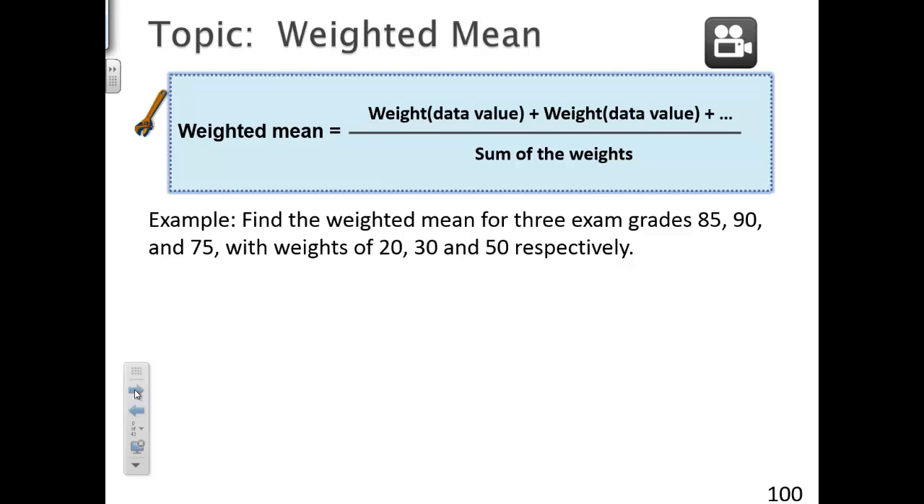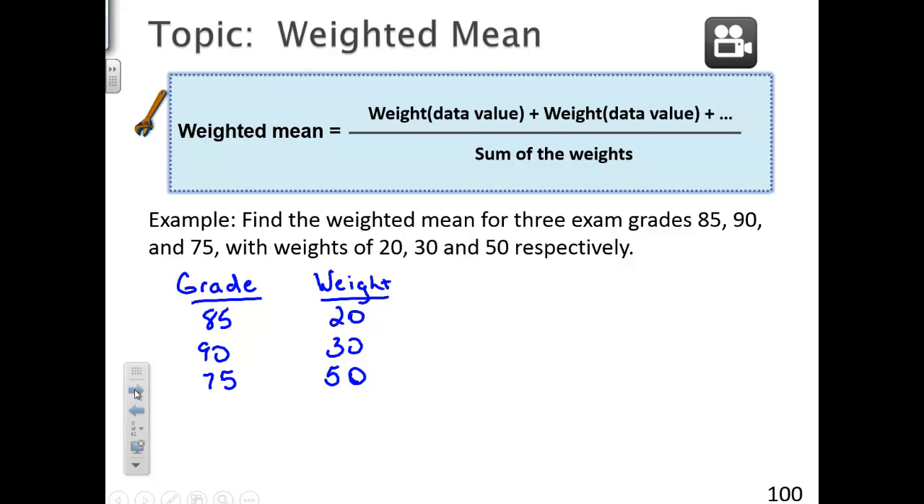Find the weighted mean for 3 exam grades, 85, 90, and 75, with weights of 20, 30, and 50 respectively. One way to start these problems is to make a table. So here's our grade, and then we'll do a weights column. The grades were 85, 90, and 75, and the weights were 20, 30, and 50.